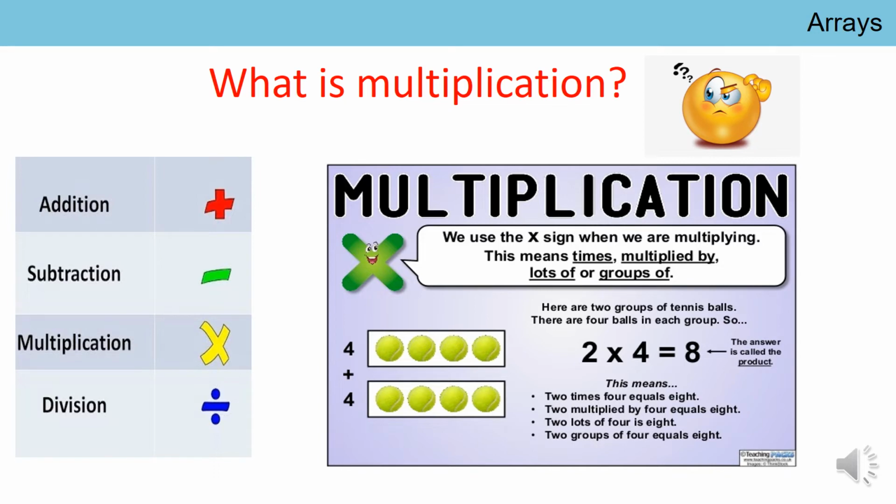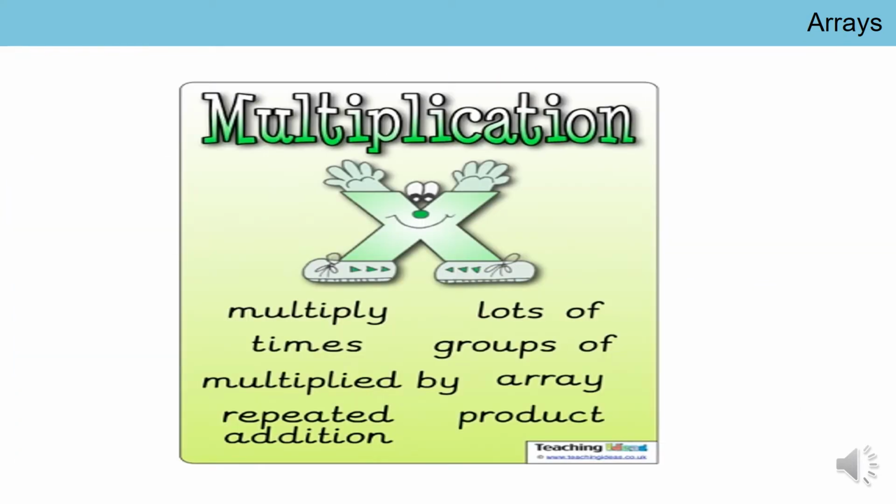This is using the times sign. It looks like an X. This means times, multiplied by, lots of, or groups of. And just to remind ourselves, these are synonyms, so these are words that are similar to multiply. We have multiply, times, multiplied by, lots of, groups of, repeated addition, product, and array, which we are focusing on today.